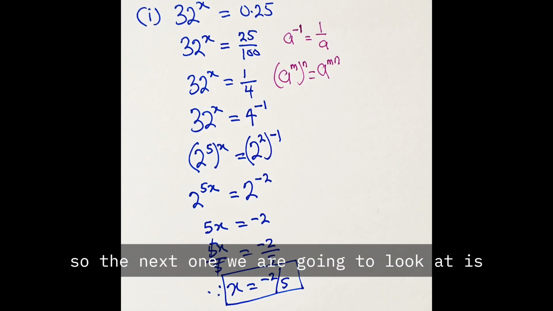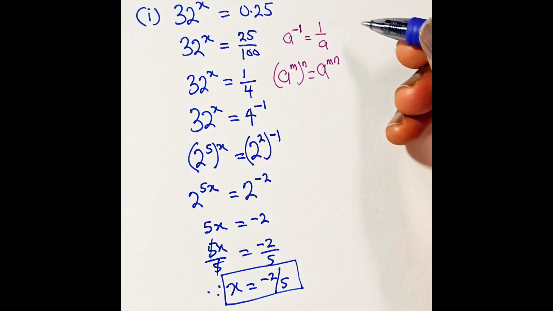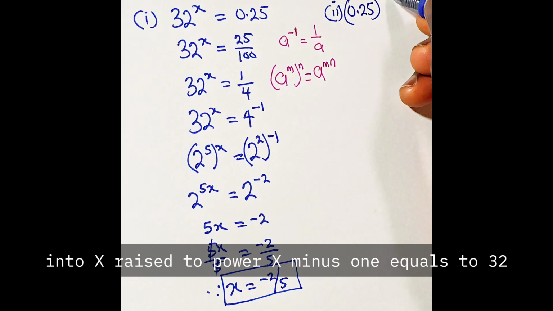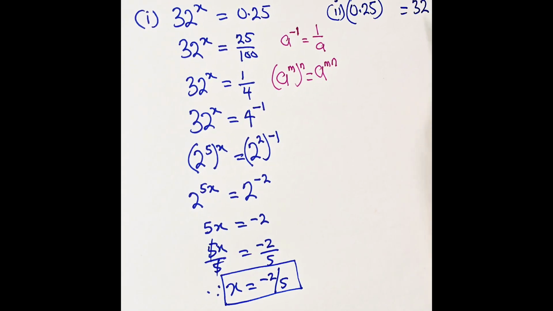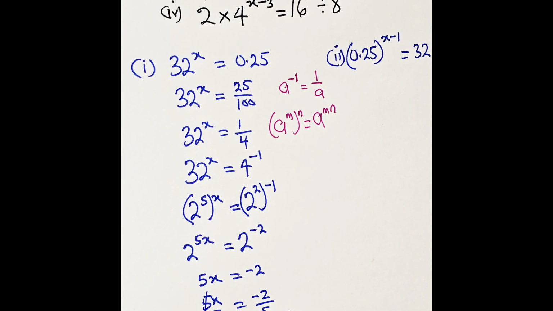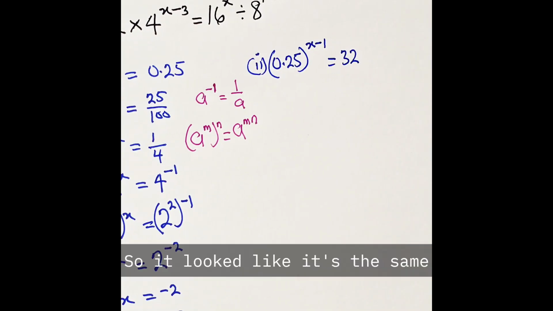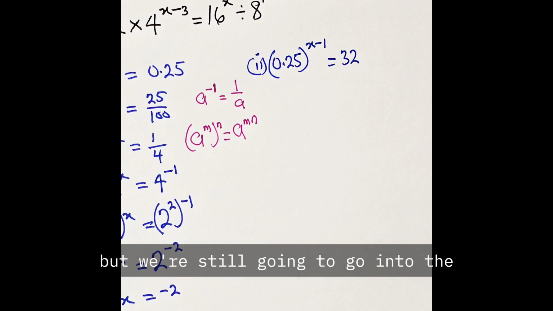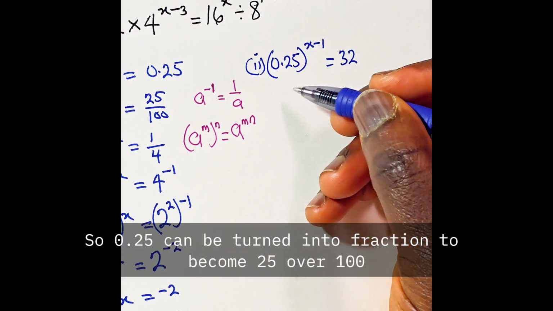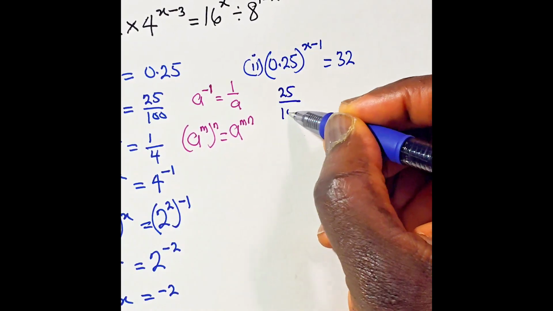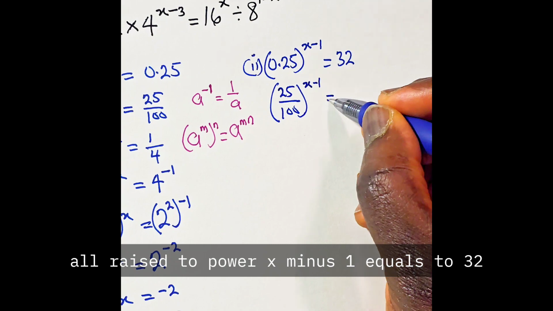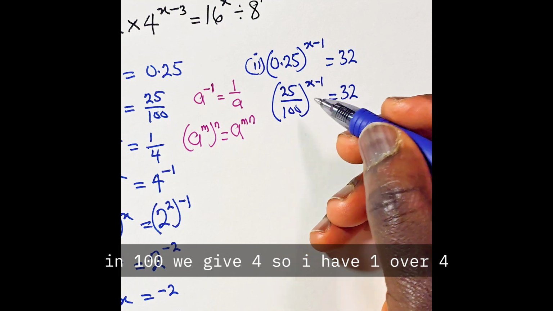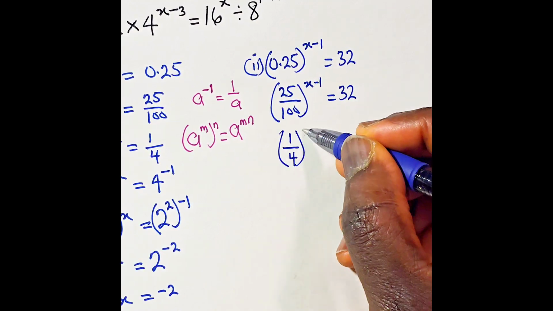So the next one we are going to look at is this one that says 0.25 into x raised to the power x minus 1 equals 32. It looks like it's the same as the first one we did, but we're still going to go the same path. So 0.25 can be turned into a fraction to become 25 over 100 all raised to the power x minus 1 equals 32. Without taking our time, 25 in 25, 1, 25 in 100 will give 4. So I have 1 over 4 into x minus 1.